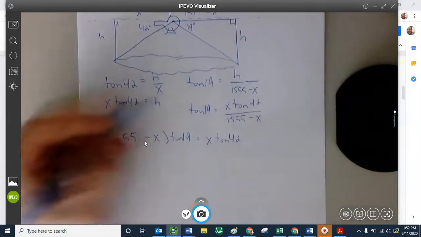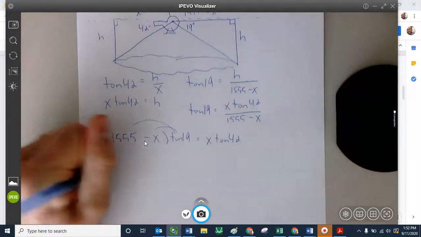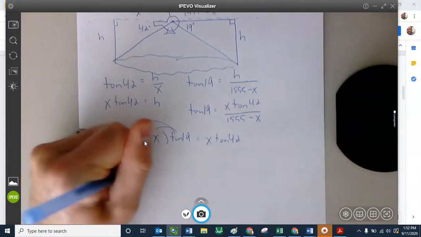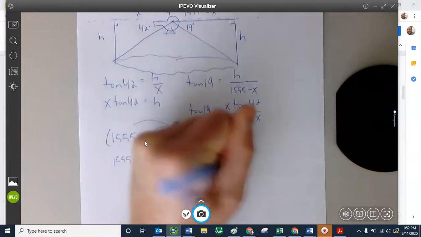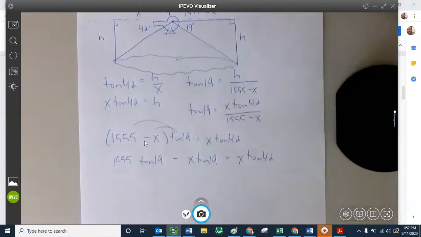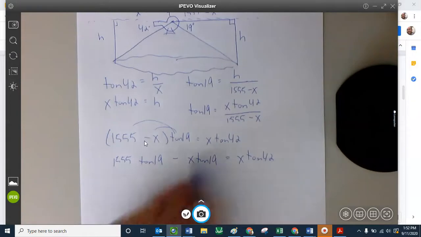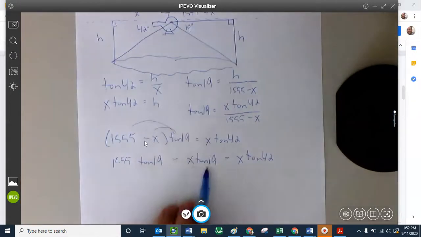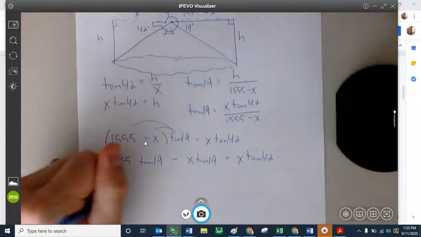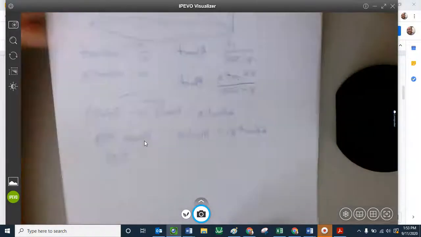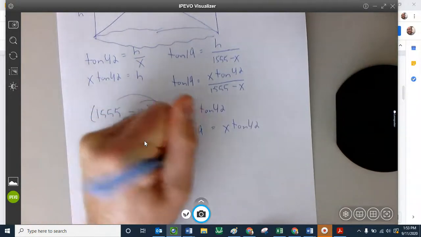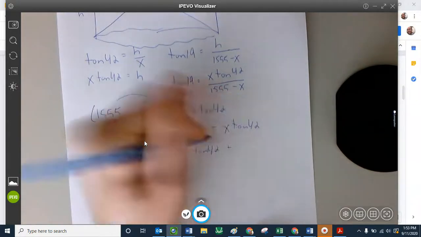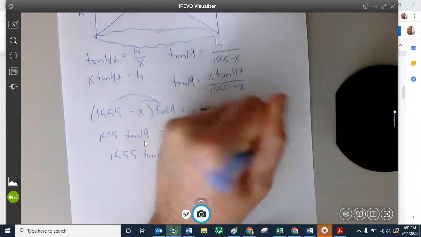Okay. From here, I need to do the distributive property. It will be 1555 times the tangent of 19 minus x times the tangent of 19 equals x times the tangent of 42. Just distributed. Now I need to gather all my x's. I have some x's here and I have some x's here. Well, we need to gather them up. So this says minus x tangent 19. I'll add that to the other side. 1555 tangent 19 equals x times the tangent of 42 plus x times the tangent of 19.